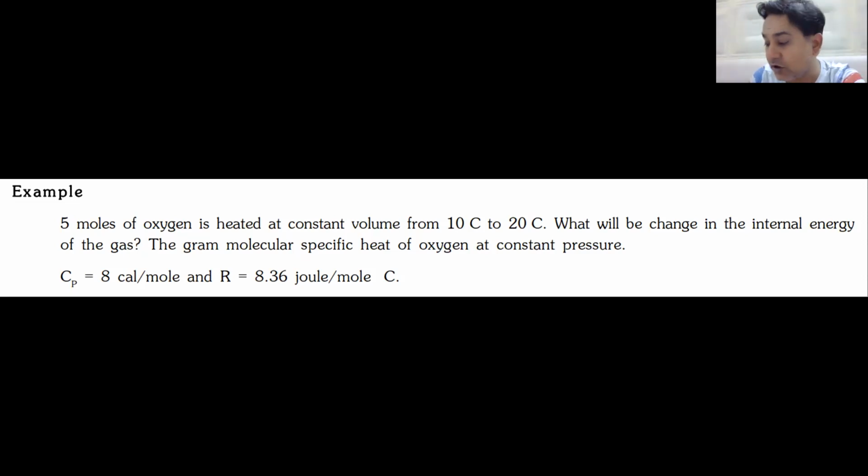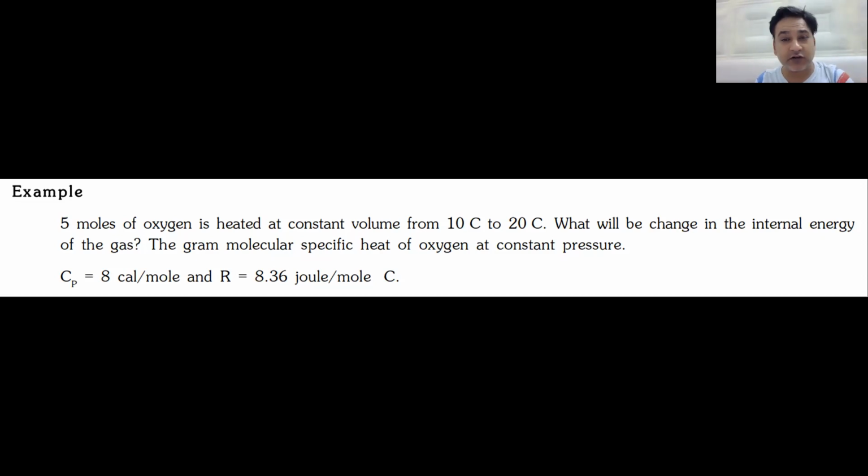5 moles of oxygen. Remember, oxygen is a diatomic gas. It is heated at constant volume from 10 degrees to 20 degrees. What will be the change in internal energy? So you simply put the formula. Yes, sir. n Cv delta T, and that is how you do it.